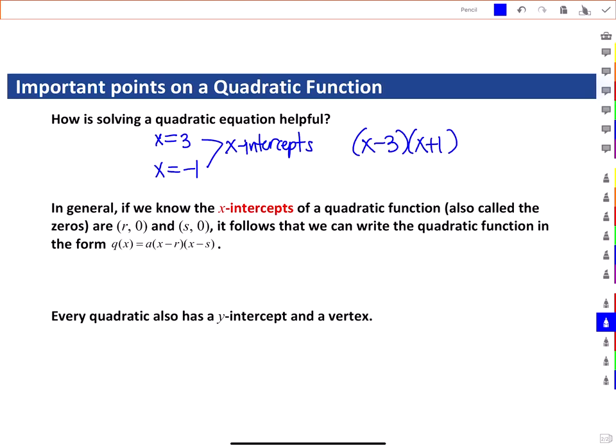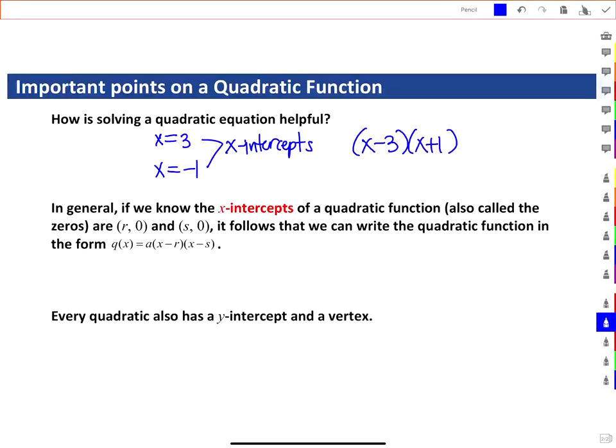So in general, I wrote this out here from the book. We know the x-intercepts of a quadratic function, also called the zeros, which is why they pop out of your quadratic equation, are r comma 0 and s comma 0. And we know x-intercepts have y values of 0, so that makes sense. It follows that we can write the quadratic function in the form q of x equals a times x minus r times x minus s. I just assumed for this one my a was 1, but that's okay.